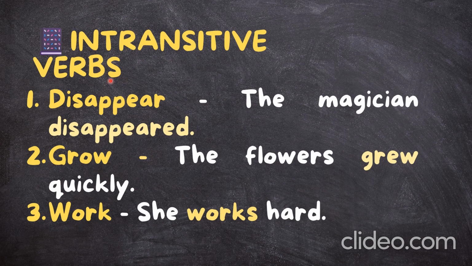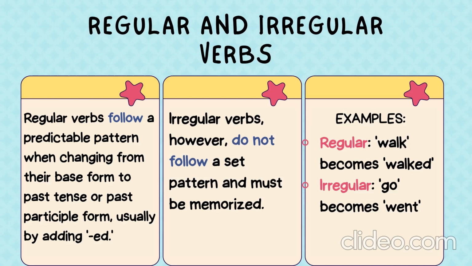Examples for intransitive verbs: disappear. The magician disappeared. Here, intransitive verbs do not take any objects. Grow. The flowers grew quickly. Work. She works hard. You should remember that transitive verbs require a direct object to receive the action. The action of the verb is transferred to the object. Whereas intransitive verbs do not require a direct object. The action of the verb does not transfer to an object. It stays with the subject.